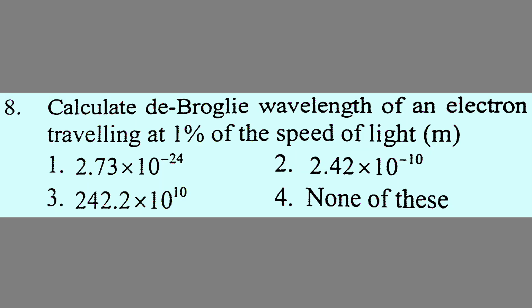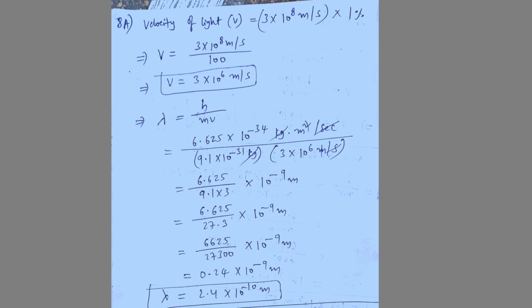Now the next problem is, calculate De-Broglie wavelength of an electron traveling at 1% of the speed of the light. Now let me do the answer. First let me write the values which are given in the question. Now all these values we have to substitute in this formula, then we get the answer.